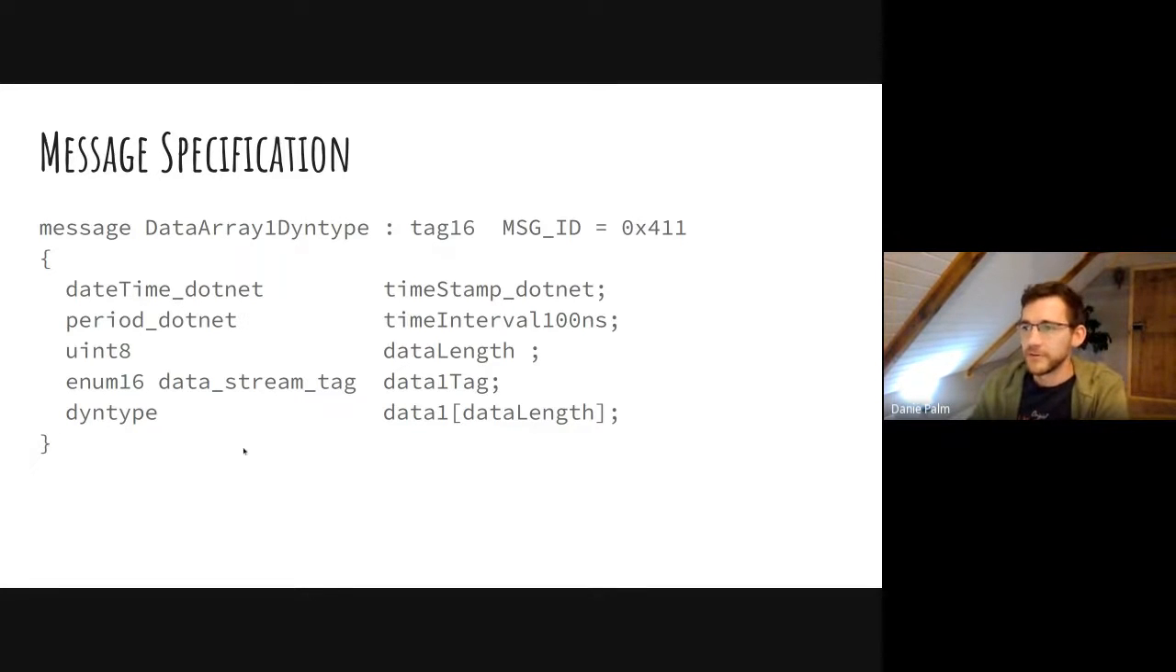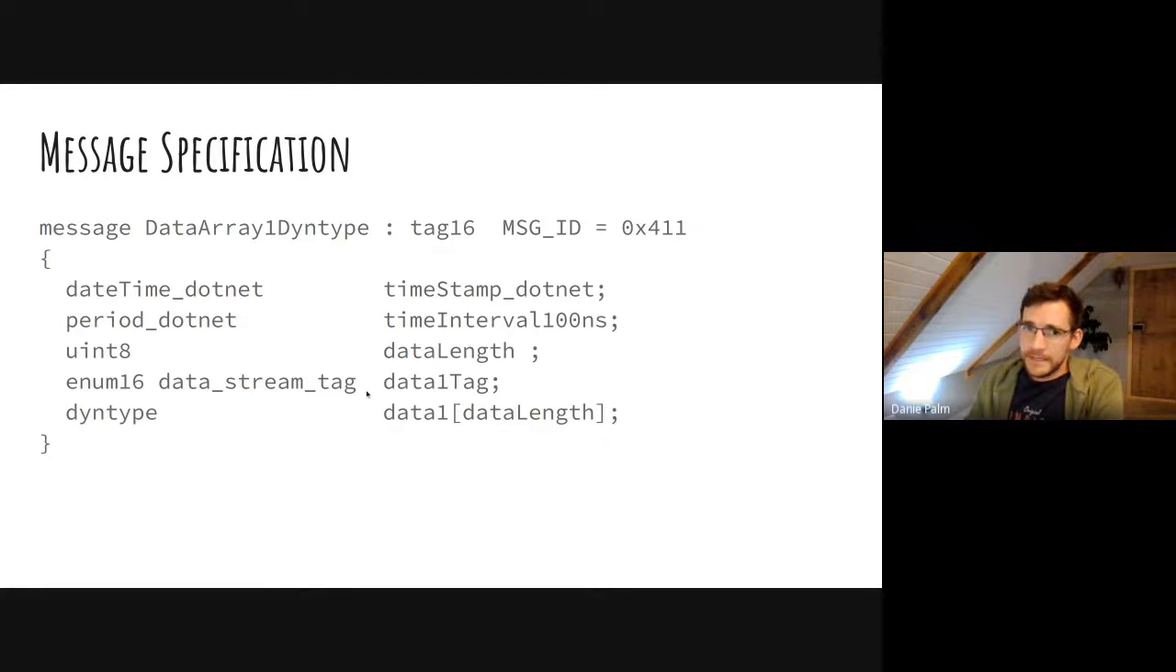And then finally, we get to the actual data. Again, we have an array of data, and the length is given in the message itself. But the interesting thing here is that this is a dynamic type. You don't know at compile time what type of data is going to be sent. In practice, the first byte of the data in that type tells you what data you're going to deal with.